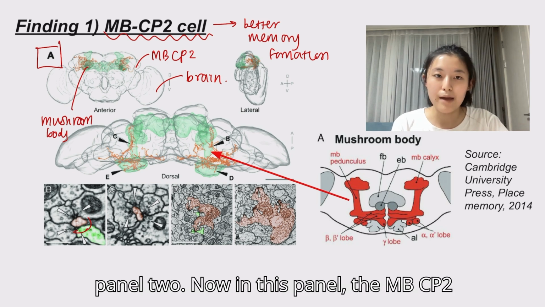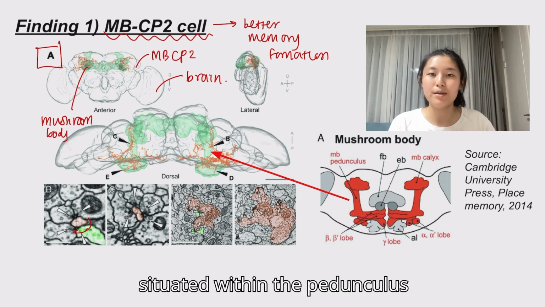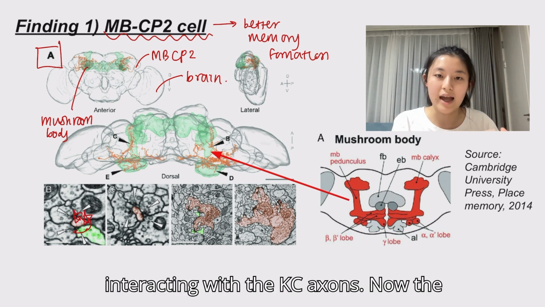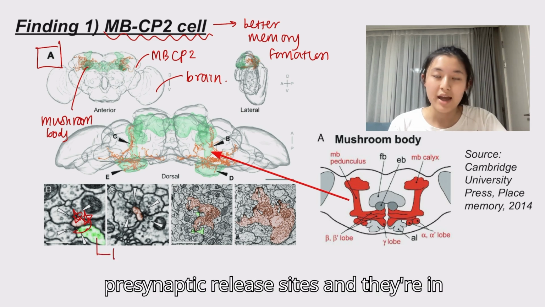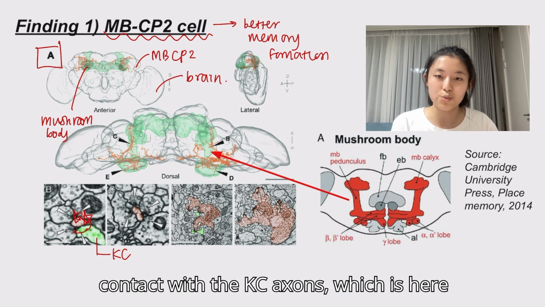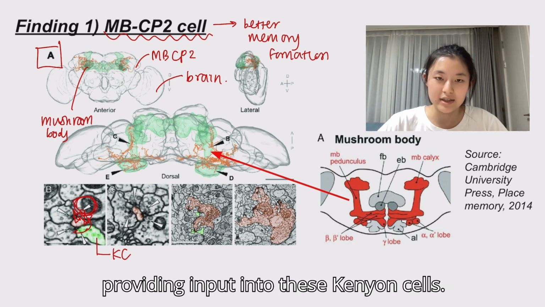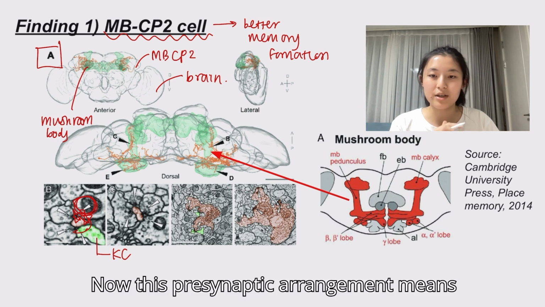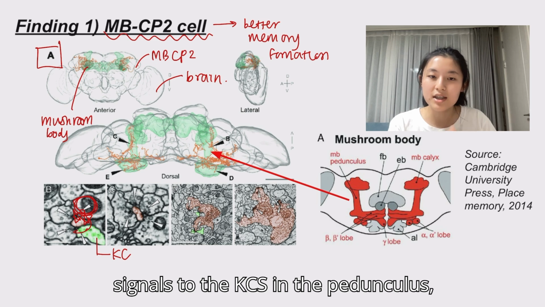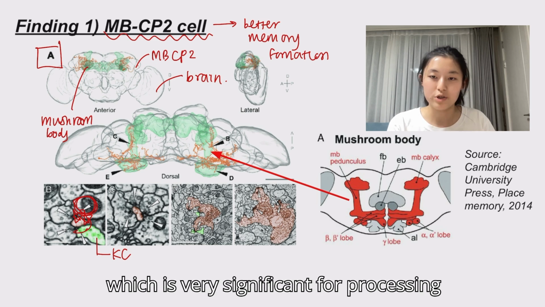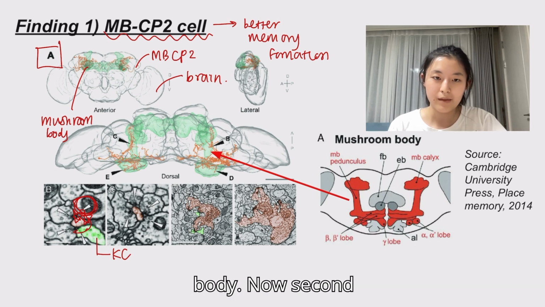In this panel, the MBCP2 neurite, shown here in orange, is situated within the pedunculus, interacting with the KC axons. The arrowheads right here indicate the presynaptic release sites, and they're in contact with the KC axons, which are here in green, which means that the MBCP2 is providing input into these Kenyon cells. This presynaptic arrangement means that the MBCP2 neurons are contributing signals to the KCs in the pedunculus, which is very significant for processing sensory information within the mushroom body.